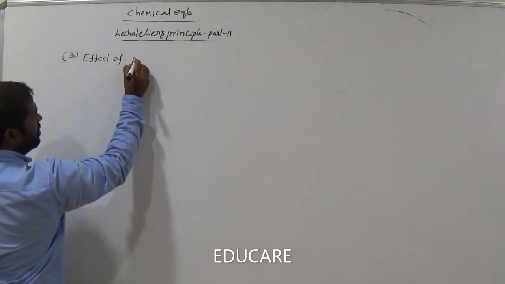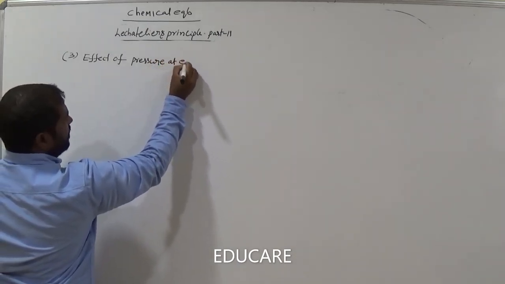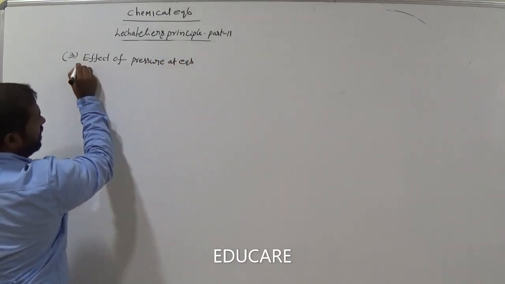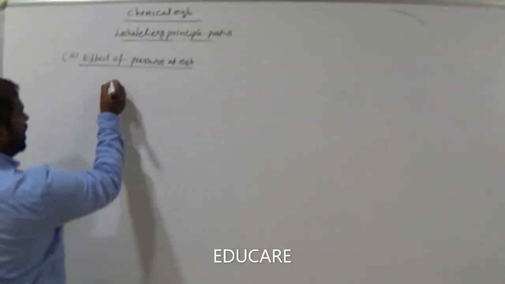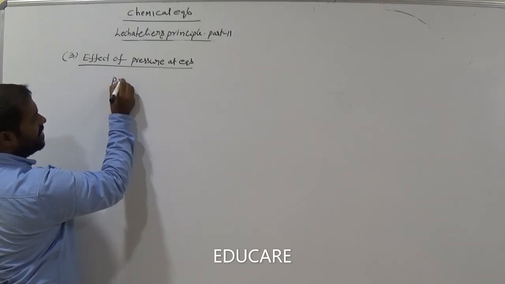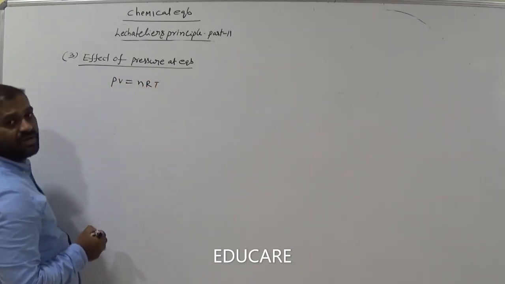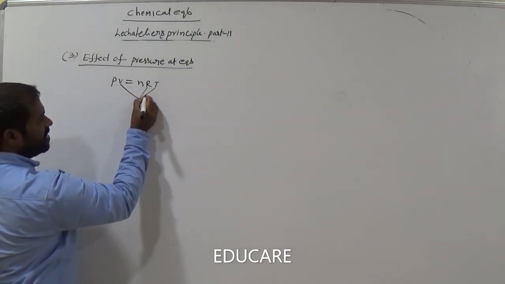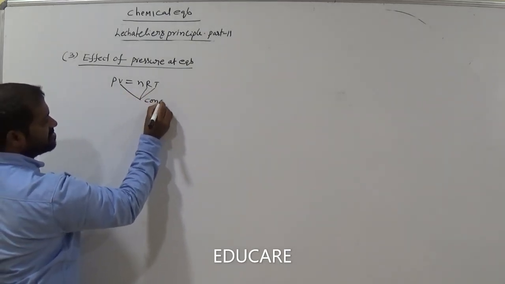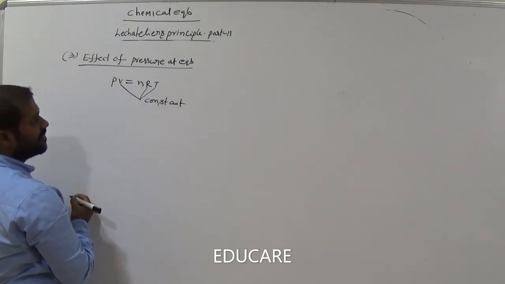Effect of pressure at equilibrium. Listen carefully. You know the ideal gas equation: PV equals nRT, where V, R, T are taken as constants. Am I right?